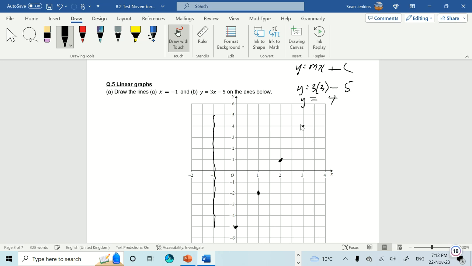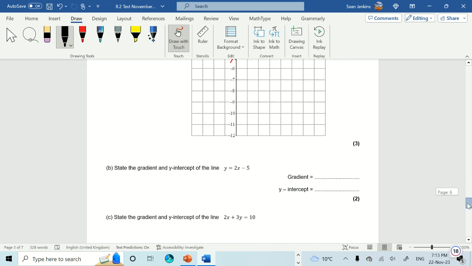Oh, look at that. I got a nice straight line now, and I just join it up. I'm not going to use a ruler. I'm going to try to sketch, and here's my line. There you go. And there you have it. That's the line y is equal to 3x minus 5.